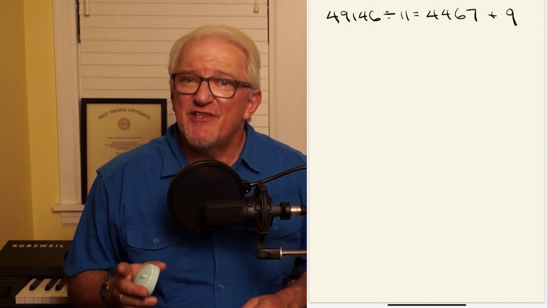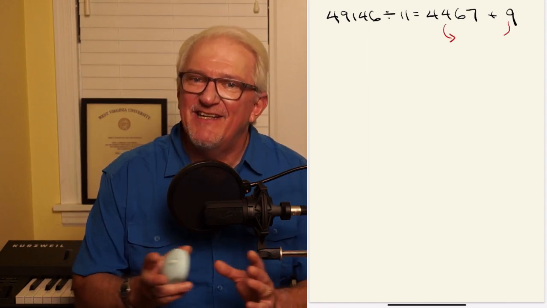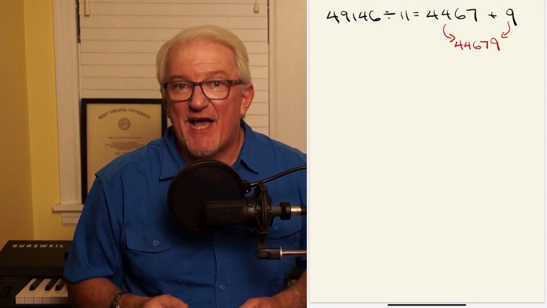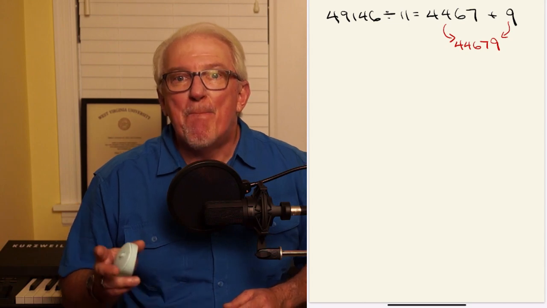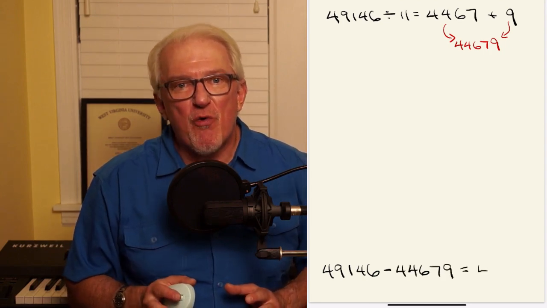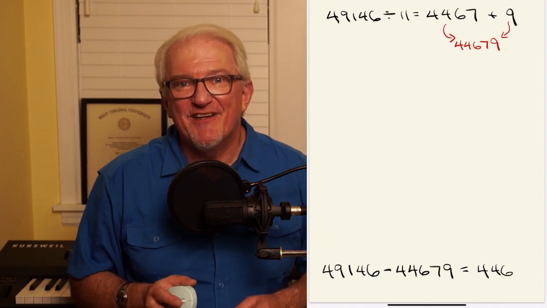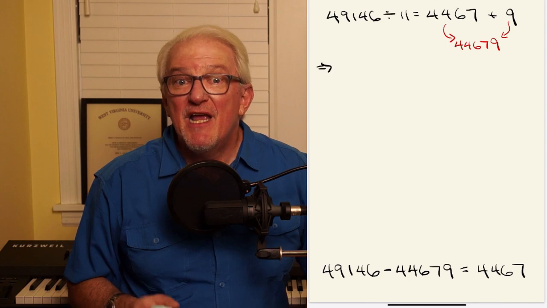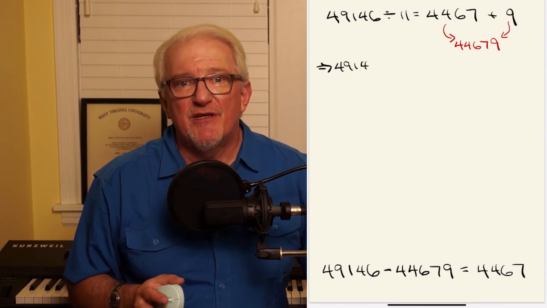Surprisingly, Dodgson notes that if the quotient and the remainder are concatenated into the number 44679, then the original number, 49,146, minus the concatenated quotient and remainder, 44,679, necessarily results in the quotient of 4467. This fact seems surprising at first, but the reason for the result is straightforward.